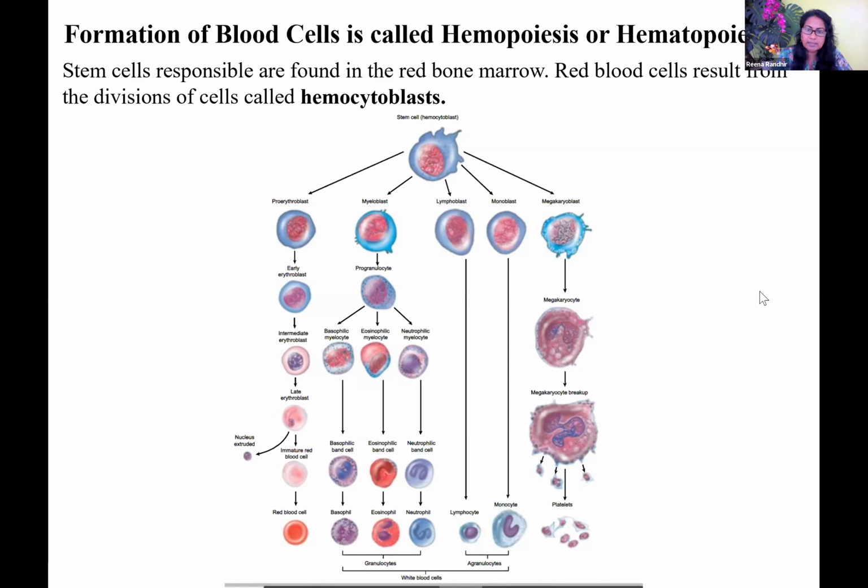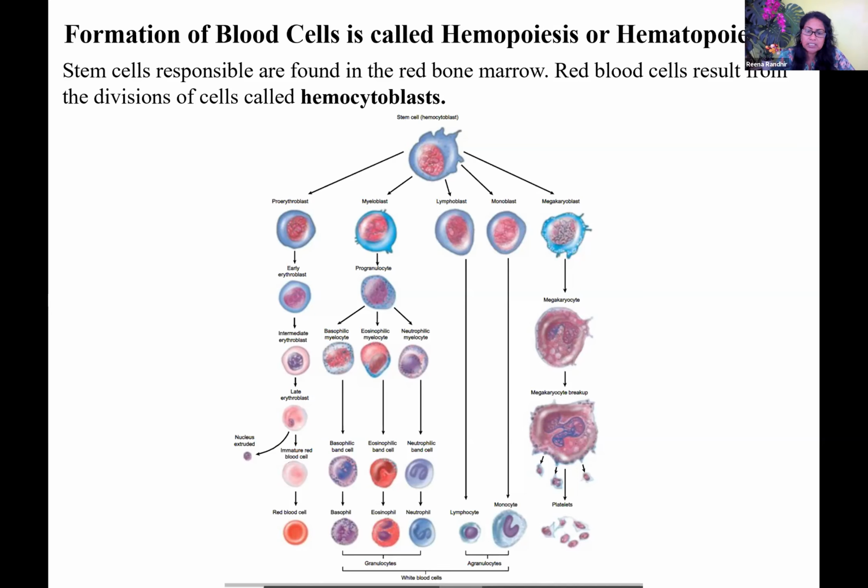So again, y'all have to know the first differentiation and the last here. These two are important. You're going to see this repeatedly. We'll study this again when we study the immune system. So this is how blood is formed.